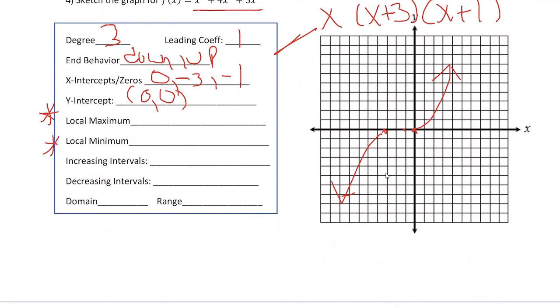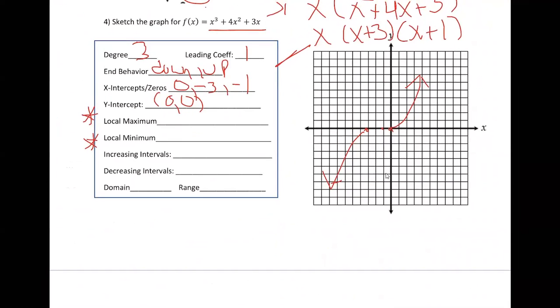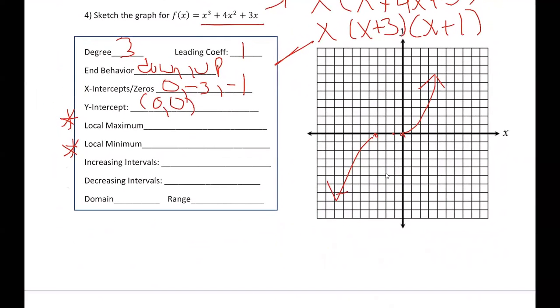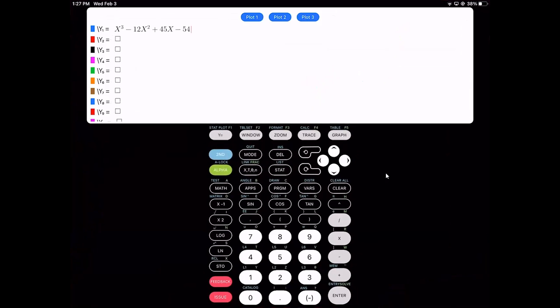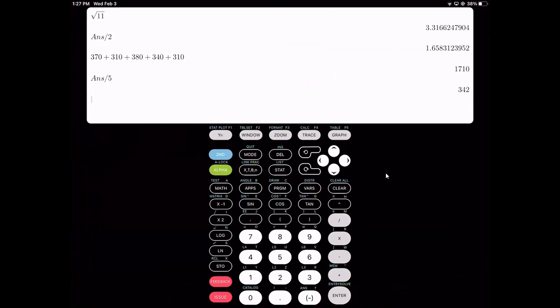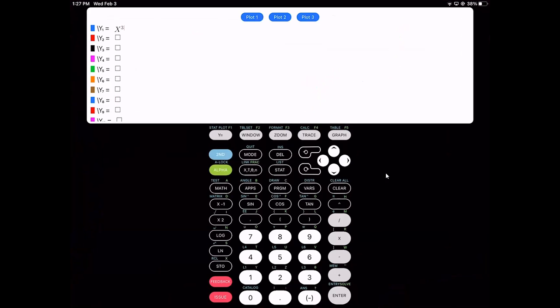Okay, our local max and min, I'm going to put stars by these. We have to use a graphing calculator for these because a lot of times these aren't going to be super nice. Here, I might have to flip back and forth, but x cubed plus 4x squared plus 3x. So we're going to graph our function.